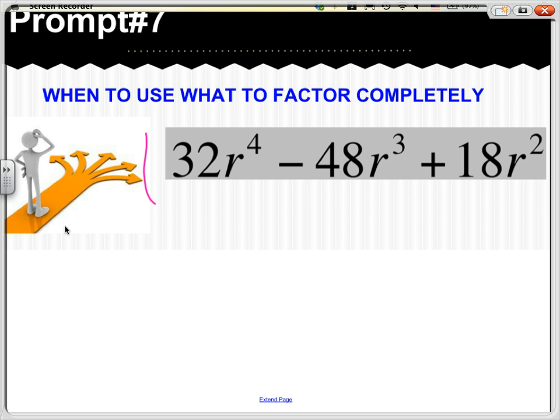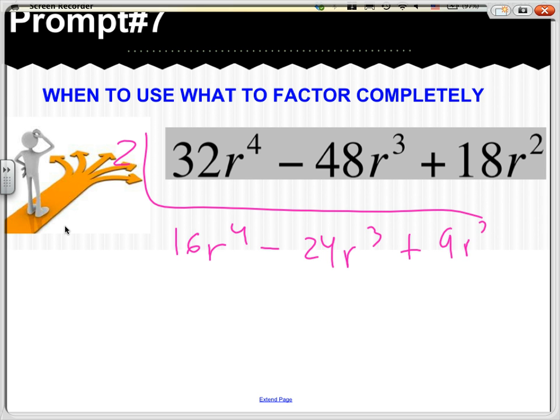So I'm just going to go ahead and show you then. Once again, that's a quick review. I'm going to go ahead and use 2 for that one. If I use 2, what am I going to have? 16r to the 4th, 24r cubed. And then 9r squared, right?